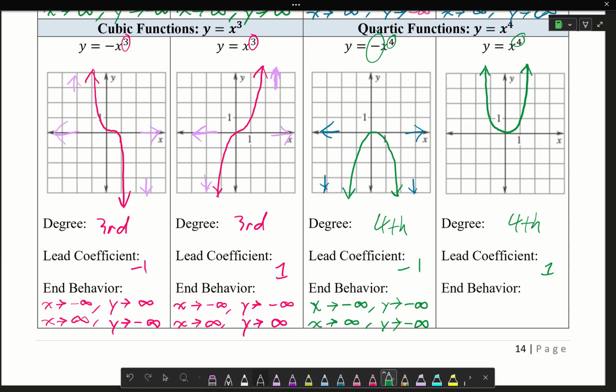And last but not least on the right here, x approaching negative infinity, x approaching positive infinity. What is y doing? Well, it doesn't matter whether we go to the left or to the right, the y's are still doing the exact same thing. They're heading upwards in both cases towards positive infinity. So let's pop that in. Y approaches positive infinity. Beautiful. Those are the basics of end behavior.